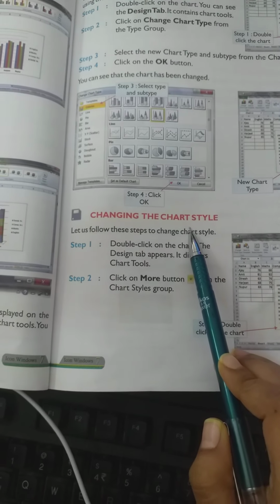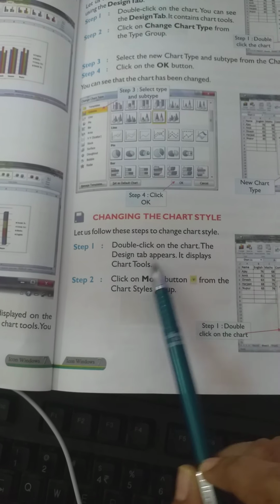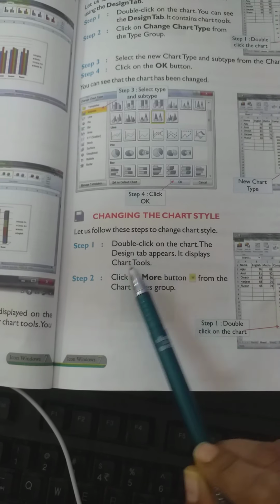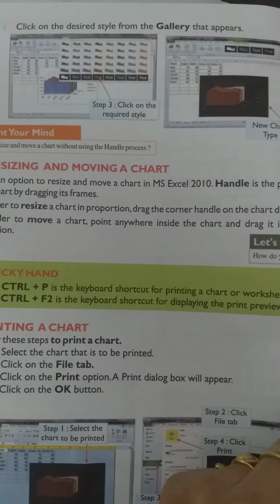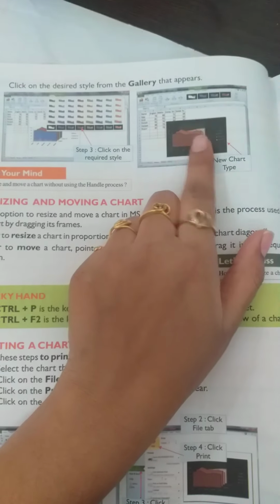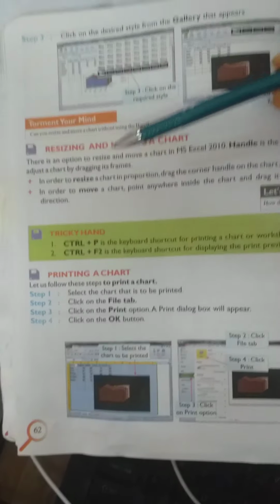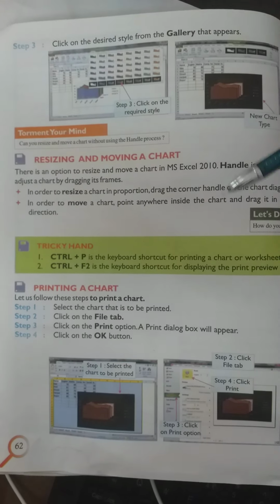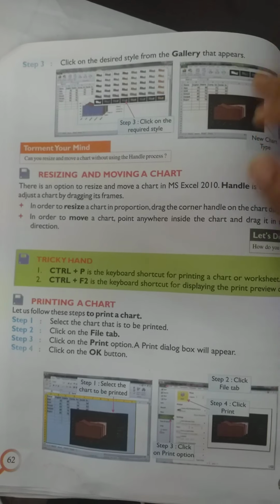Changing the chart style. The very first step is to double click on the chart; the Design tab appears, which displays chart tools. Second step, click on the More button from the chart style group. Then the third step, click on the desired style from the gallery that appears. Automatically the result will show up. Then resizing and moving a chart: we can drag it from the corner handle with the help of our mouse in any direction.